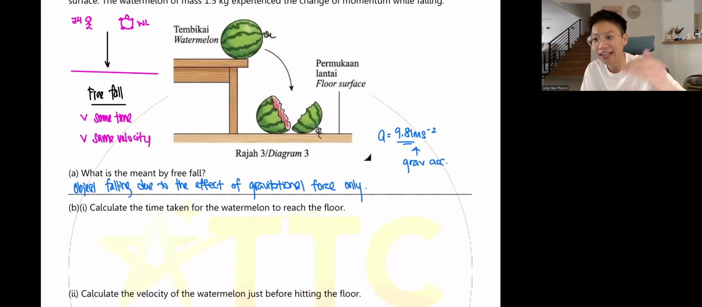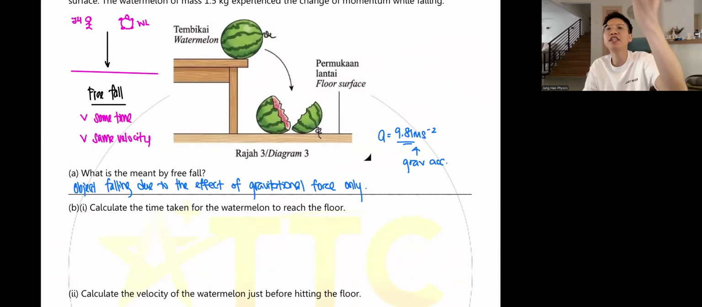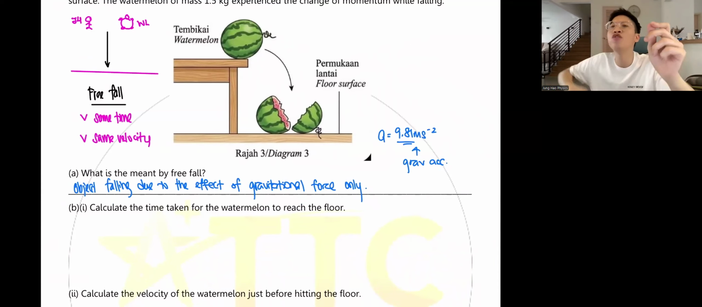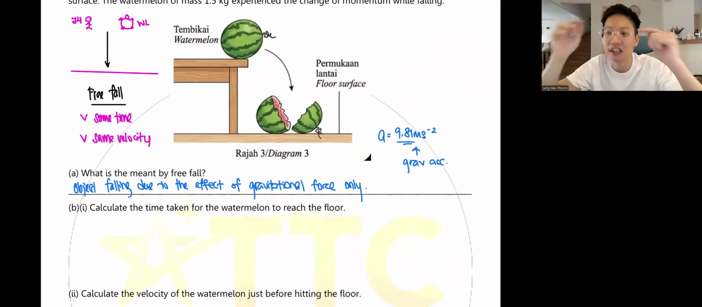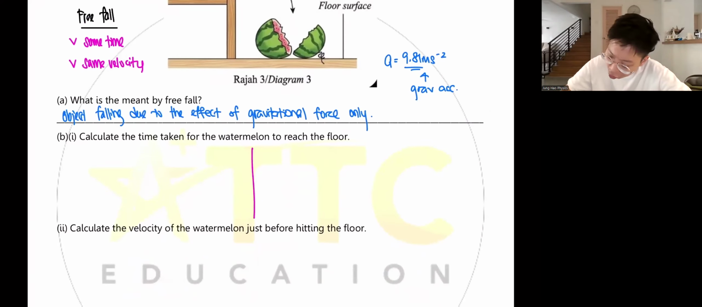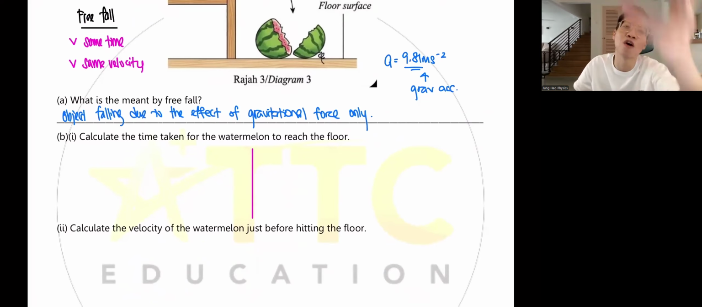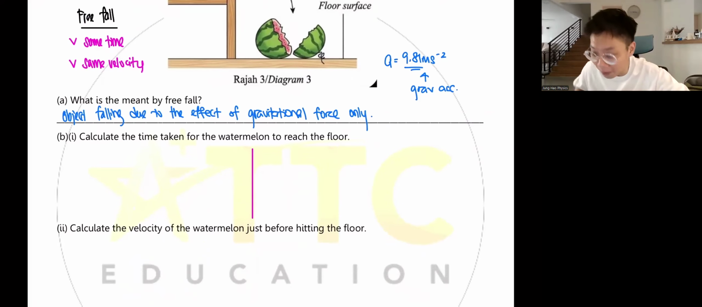Okay, now let's look at the calculation part. Calculate the time taken for the watermelon to reach the floor. So the biggest problem that I always have is, teacher, does your acceleration need to be positive, or must it be negative? That's a headache. Okay. Now guys, to answer this question, there's two methods. There's the easy method, there's the difficult method. So it depends on what method you use. All right. For me, I will show you both methods.